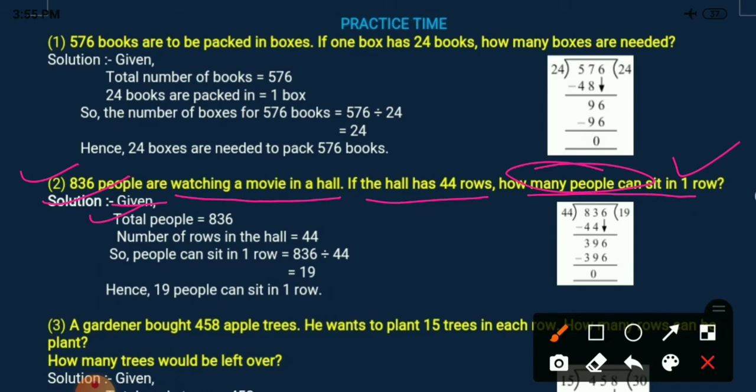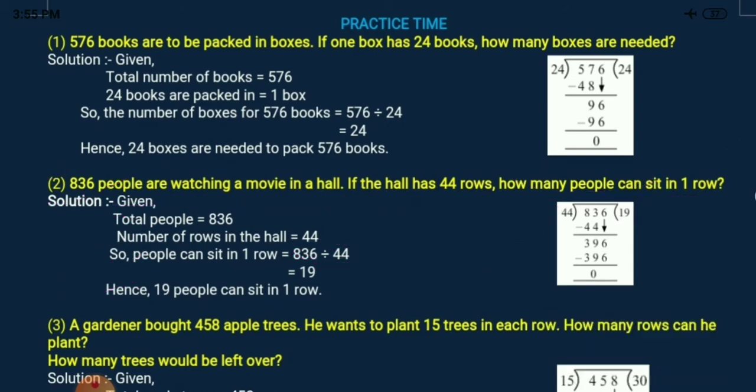Come to the solution. Given, so what is given? Total people, that was 836. Now number of rows in the hall, that was 44. So we will write people can sit in one row. So divide it, 836 divided by 44. So we will get 19 as our answer. You can see the long division, and at last write the hence, means answer. 19 people can sit in one row.